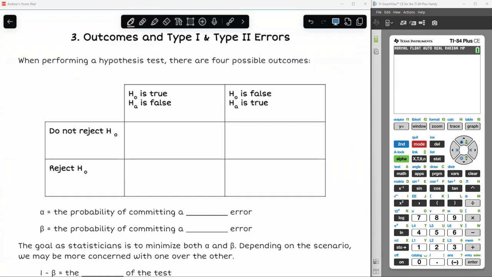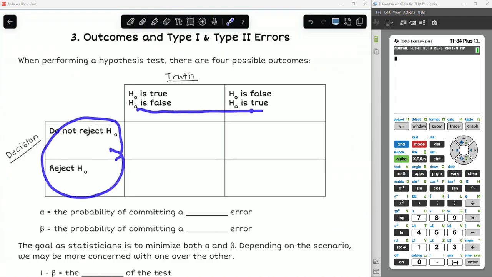Along the side, these row labels are the decision that we make when we run our test. And along the top is the truth. What's actually true in reality. So this is what we think is true, what we think should happen. This is what is actually true.